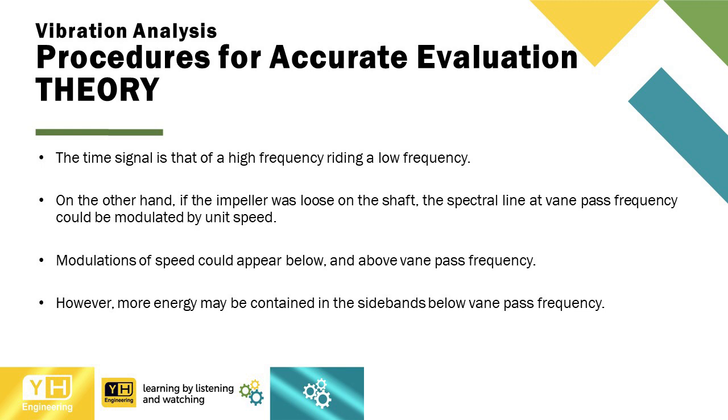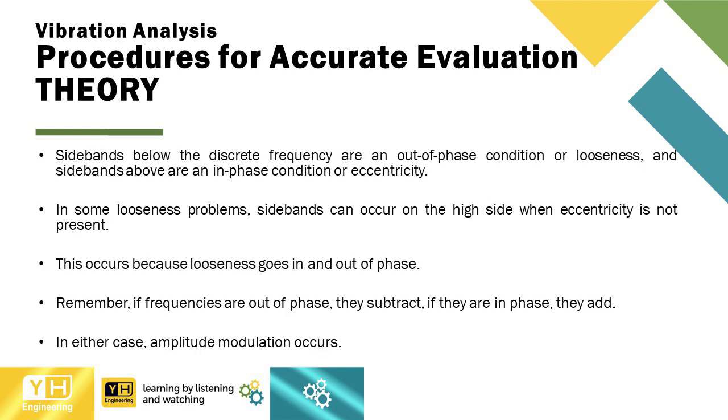However, more energy may be contained in the sidebands below vane pass frequency. Sidebands below the discrete frequency are in an out-of-phase condition, or looseness, and sidebands above are in an in-phase condition, or eccentricity. In some looseness problems, sidebands can occur on the high side when eccentricity is not present. This occurs because looseness goes in and out of phase. Remember, if frequencies are out of phase, they subtract; if they are in phase, they add. In either case, amplitude modulation occurs.